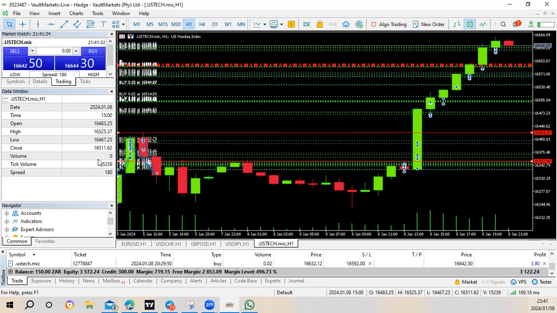Why did I not get in here? I was just waiting for a retest. After a retest, I was going to go in, and then it was shooting up all the way. So this is how I traded it, guys. As you can see now, I'm still holding. So it went all the way up.